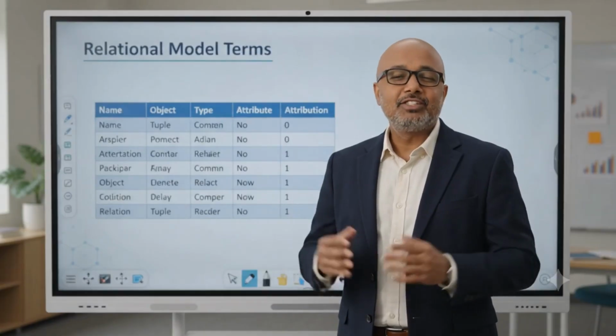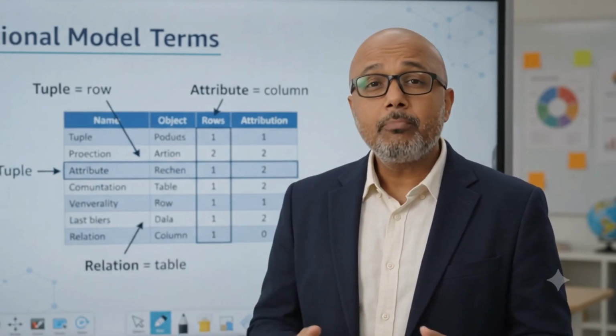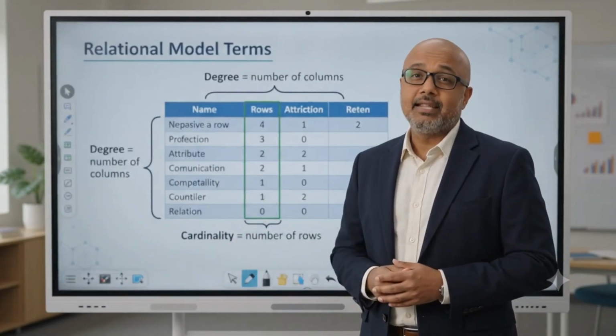Let's look at terms in the relational model. A tuple is a row and an attribute is a column. Also remember that a relation is simply a table. Degree is the number of columns and cardinality is the number of rows.